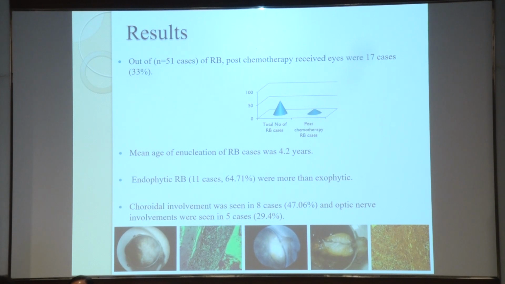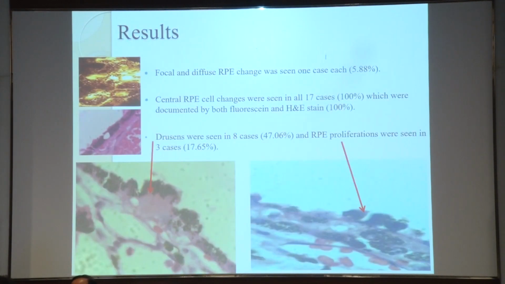Choroidal involvement was seen in 47.06% of these 17 cases, and optic nerve involvement was seen in 5 cases. In the results, focal and diffuse retinal pigment epithelium change was seen in one case each, and central RPE change in all 17 cases, both by fluorescein in the gross specimen and by H&E stain later, showing 100%. Drusen was seen in 8 cases, and RPE proliferation in 3 cases, accounting for 17.65%.